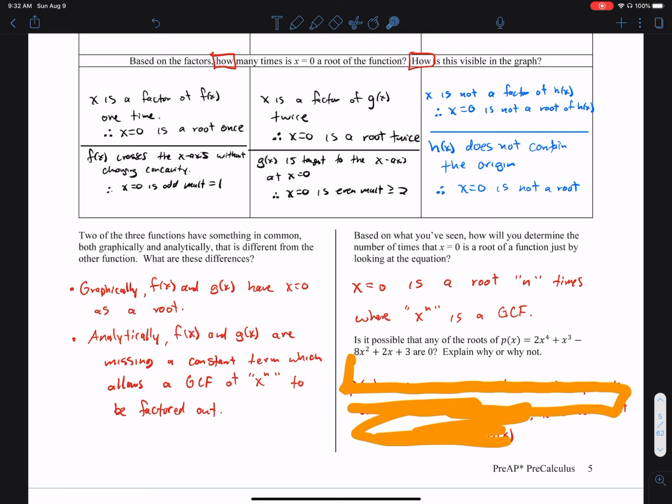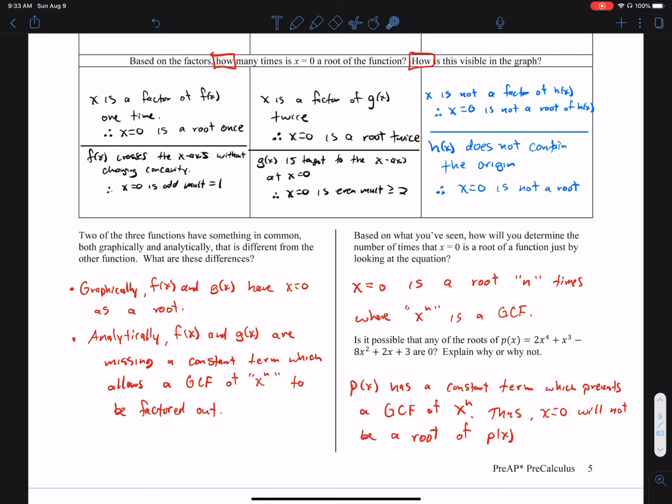Is it possible that any roots of p of x are 0? Now, p of x is a new function, and we would say no. P of x has a constant term of 3, which prevents a greatest common factor of x to the n. Thus, x equals 0 will not be a root of p of x.